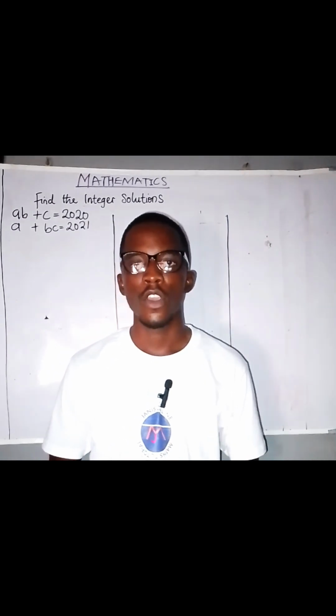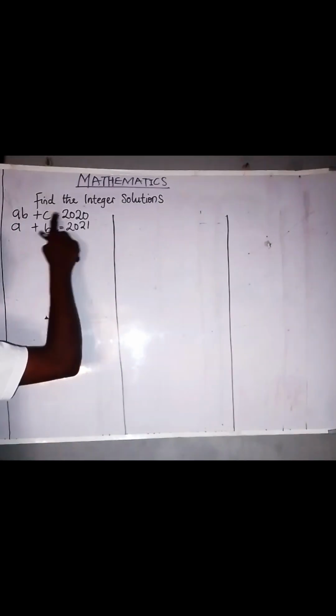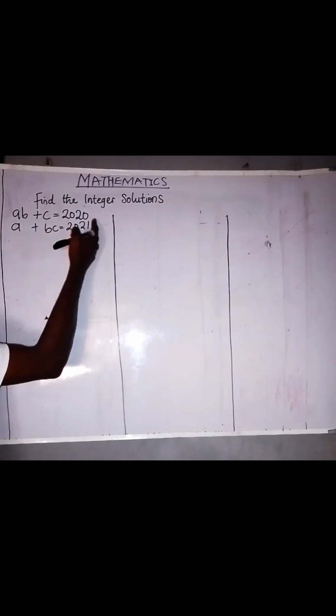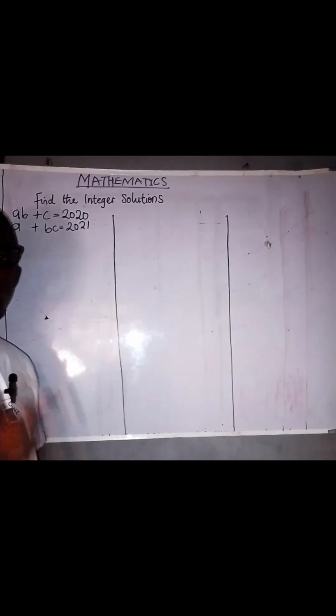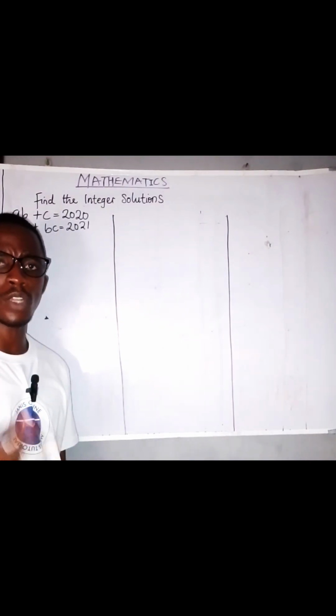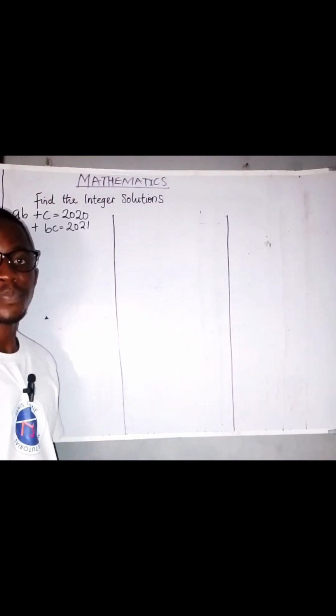Okay, today we are asked to find the integral solutions of these equations: a plus b, ab plus c equal to 2020, and a plus bc equal to 2021. So these are two equations that were given to us to solve.